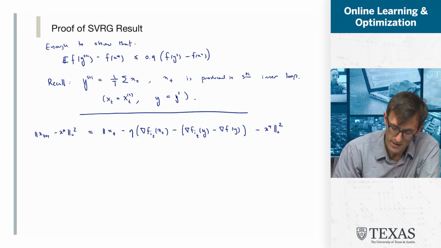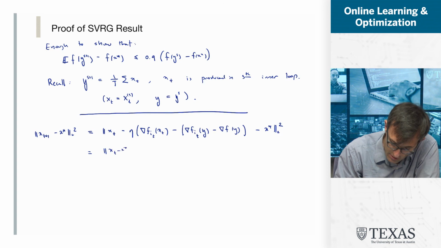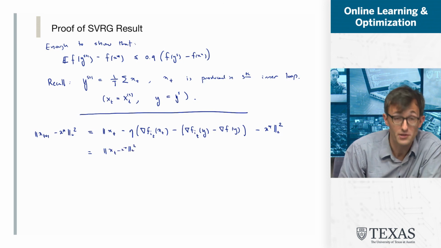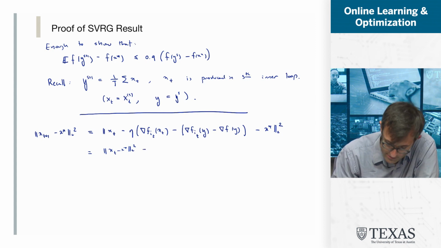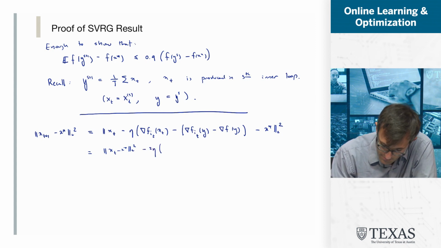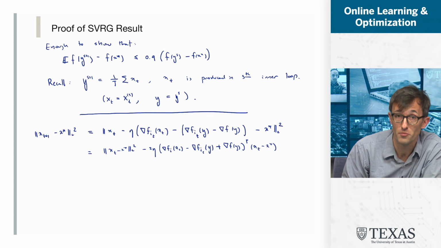I'm going to expand this quadratic, as we've done many, many times before at this point. So I'm grouping x_t with x star: x_t minus x star squared. I've got minus twice the cross product plus the middle term squared. So minus 2 eta times gradient of f_i of x_t minus gradient of f_i of y plus, distributing the minus sign, the gradient of f at y, transpose x_t minus x star, and I also need this term squared.